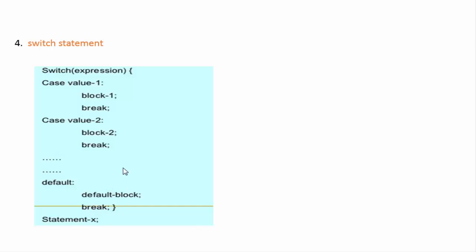So this was about switch statements, and in fact this was all about the selection statements used in Java. In the next lecture we shall talk about branching and looping statements, and about labeled breaks and labeled continue.